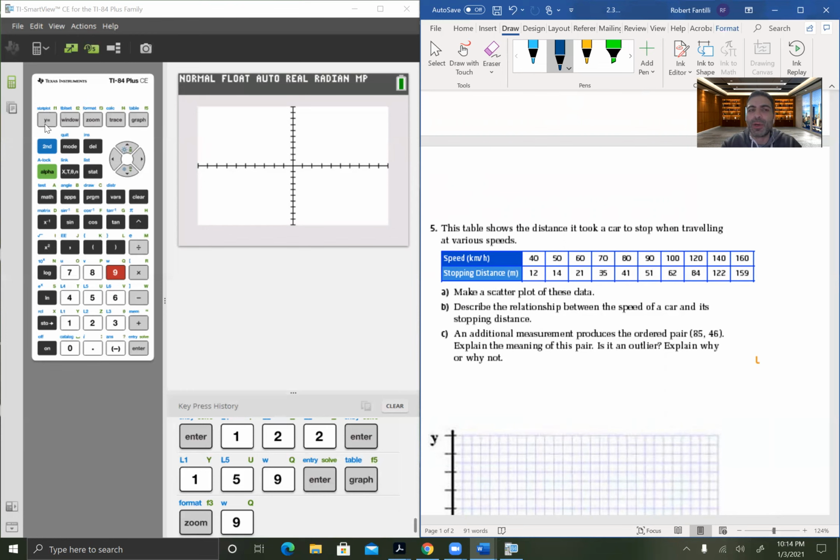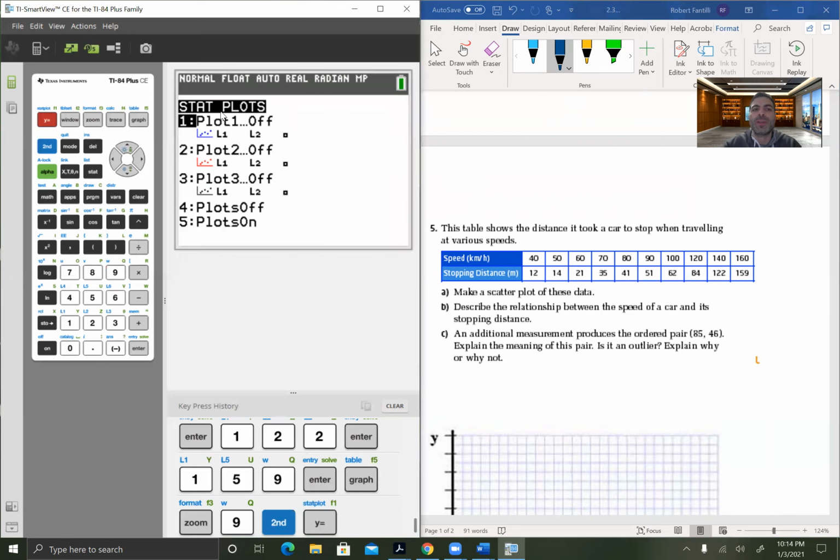That's the function that I want to use. So I'm going to hit second function and then the y equal button, and it opens up that stat plot menu. You see how it says number 1, plot 1 off, 2 off, 3 off? Well, basically, it's not plotting statistics unless we turn that function on. So I'm going to go ahead and hit enter because I'm already highlighted on stat plots 1.